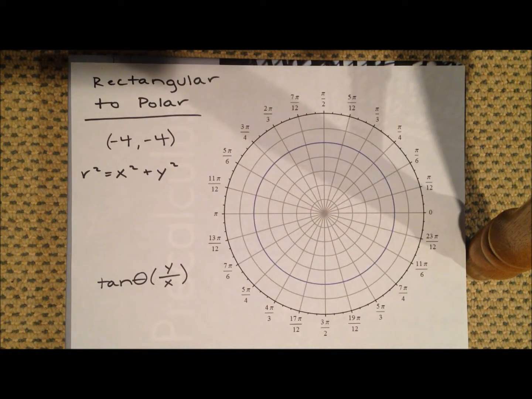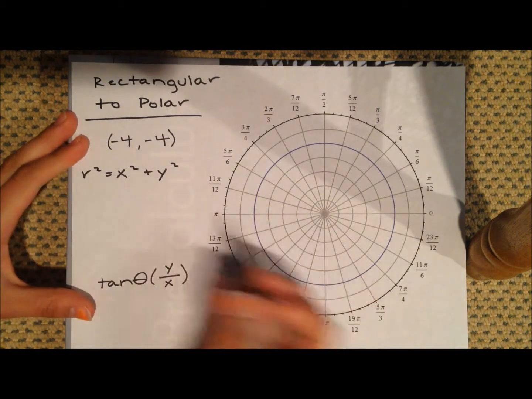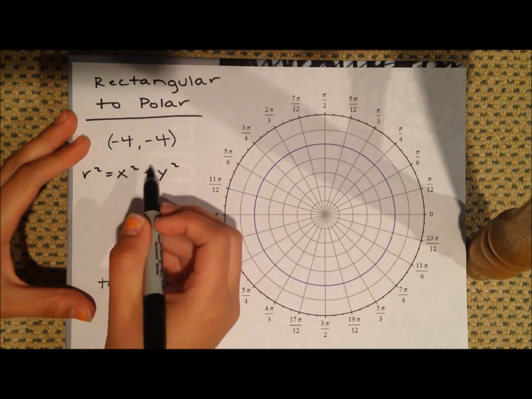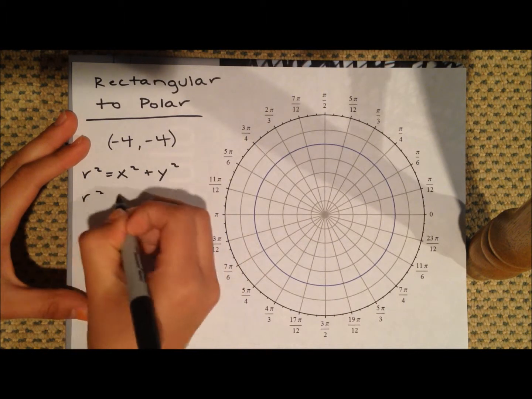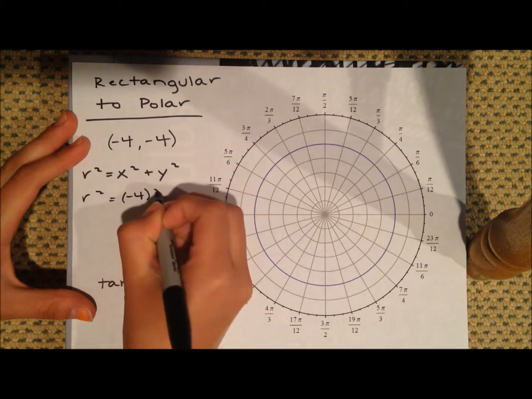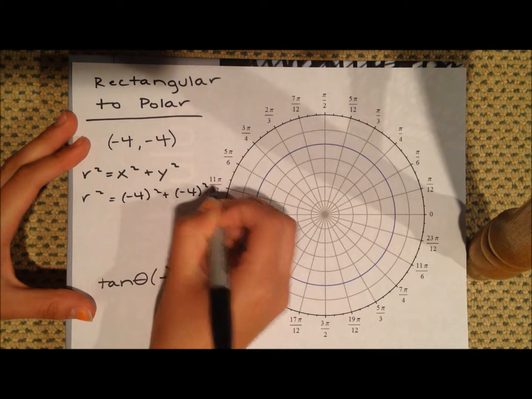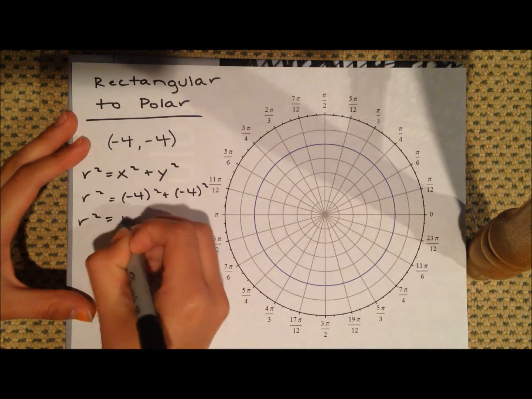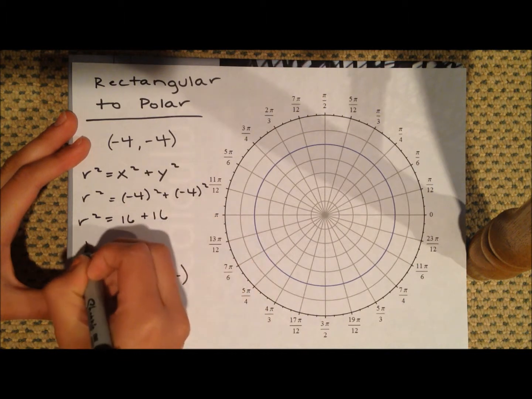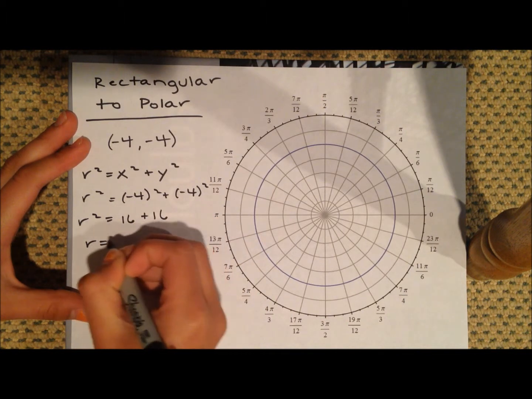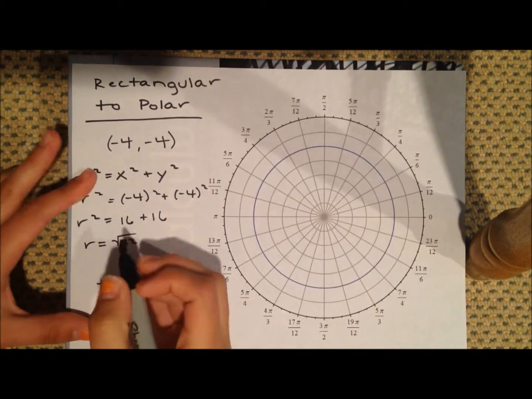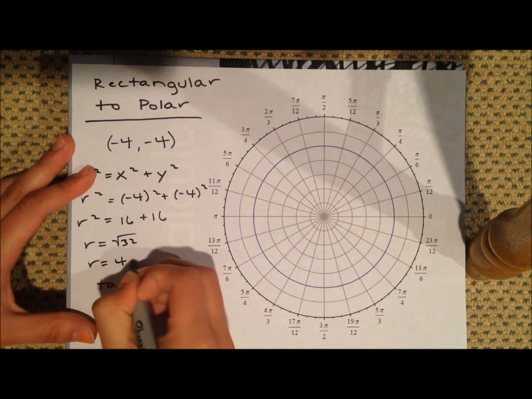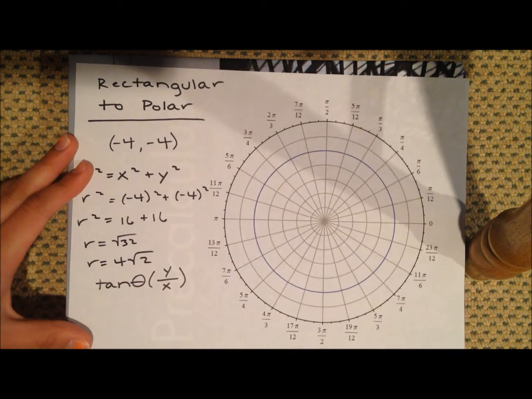Here, we can convert from rectangular coordinates to polar coordinates. To find r, you sub negative 4 comma negative 4, which is the rectangular equation, into this equation. So r squared equals negative 4 squared plus negative 4 squared. R squared is equal to 16 plus 16. R is equal to root 32. When you simplify this, you get r is equal to 4 root 2. So that's your r coordinate.